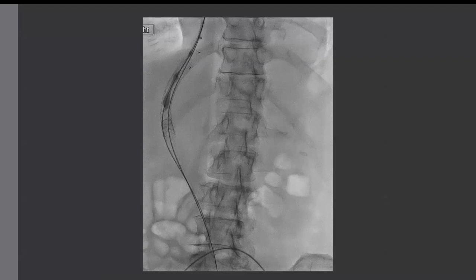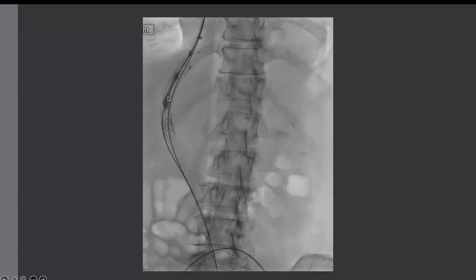Reducing a TIPS is harder. There's a few different ways to do it, but the way I think most people do it now is putting two stents in parallel. It's really hard to see, but you can see we have two wires through the TIPS. There's two different stents here next to each other.